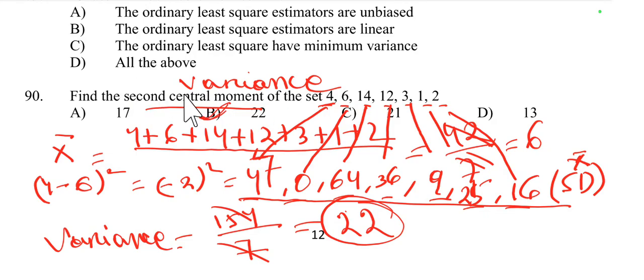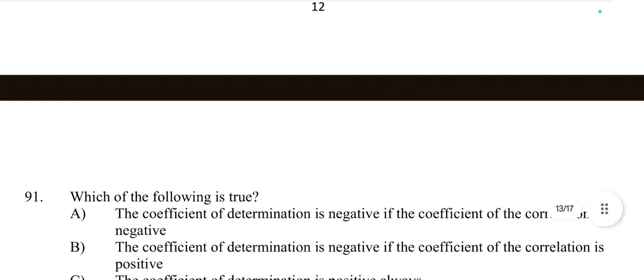So second central moment is variance. First we find out the mean of this series. Mean is 6. Then we find out the square deviation from the mean. So variance is equal to the sum of square deviations from the mean divided by the total number of cases. So 154 by 7 is equal to 22. So here the right option is 22.